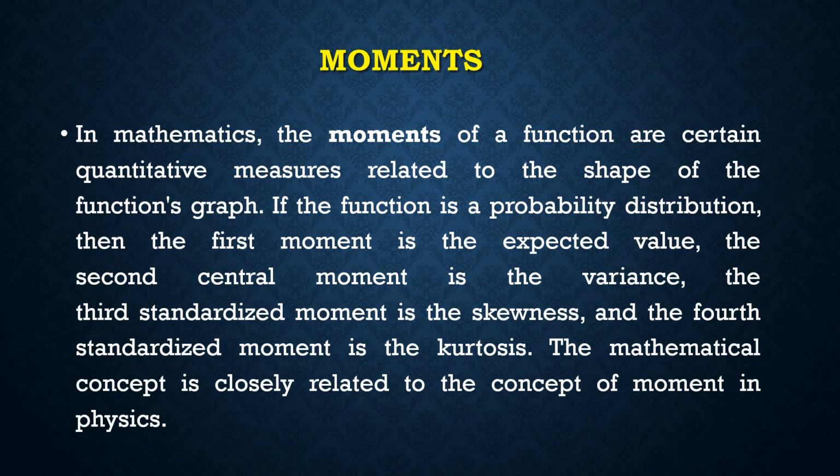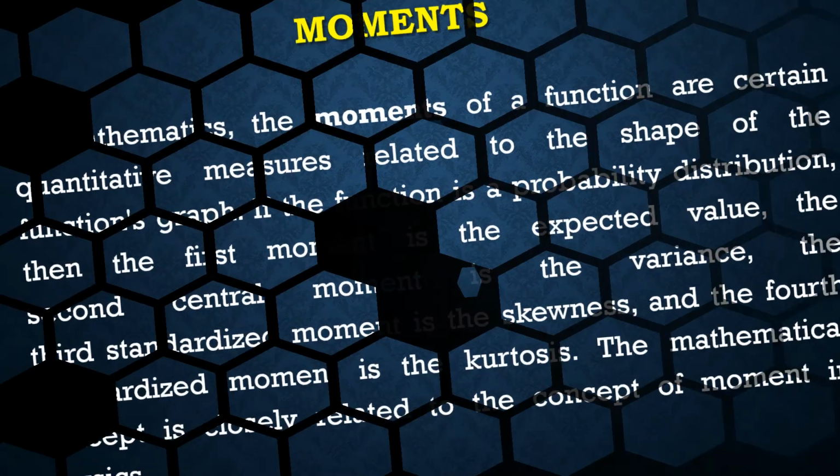If the function is a probability distribution, then the first moment is the expected value or mean, the second central moment is the variance, the third standardized moment is the skewness, and the fourth standardized moment is the kurtosis. The mathematical concept is closely related to the concept of moment in physics.